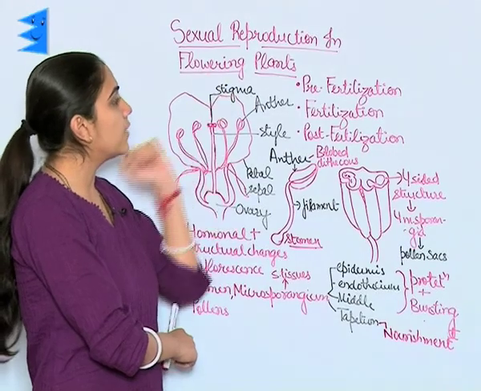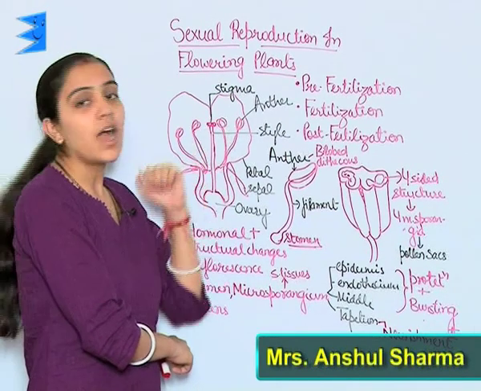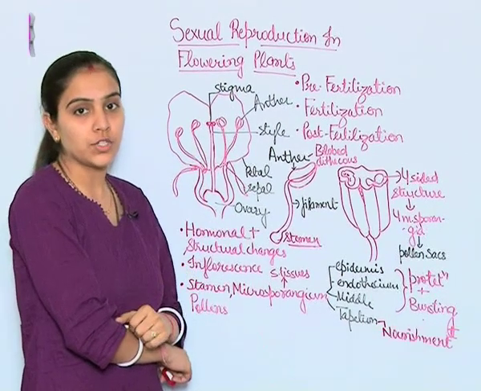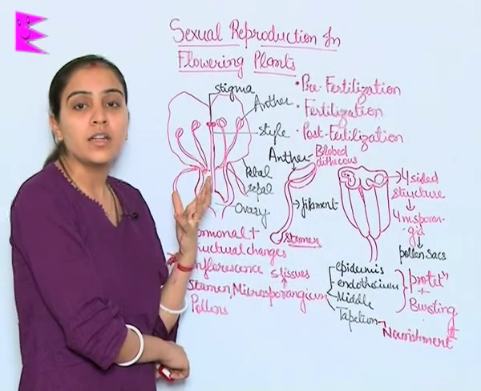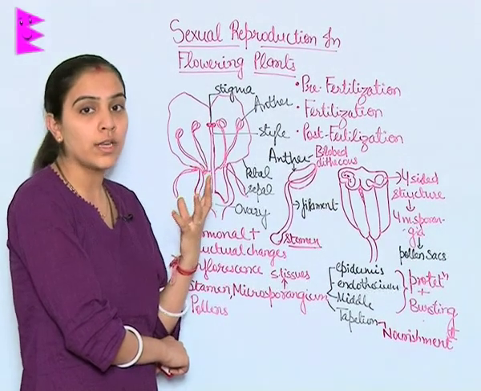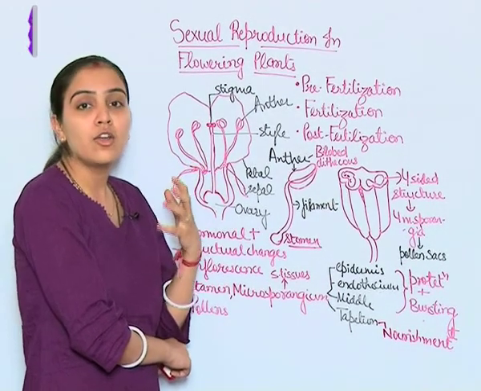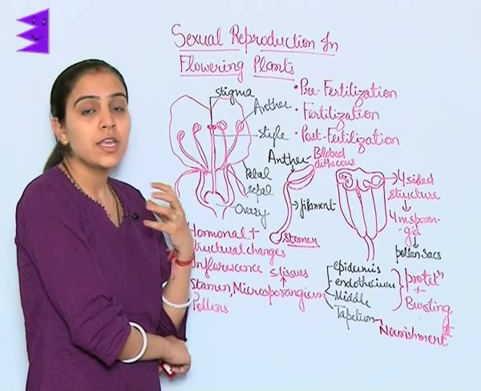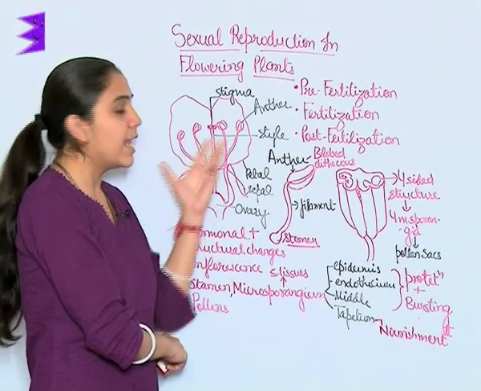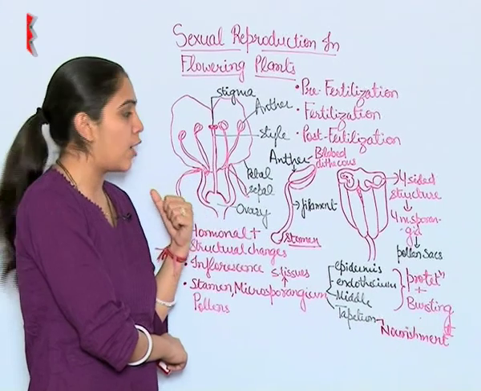Sexual reproduction in flowering plants. Flowers are the site of sexual reproduction. Flowers are very attractive and fascinating organs of the plants. They are of varied colors, scents, shapes and sizes. Let us understand the basic structure of a flower.